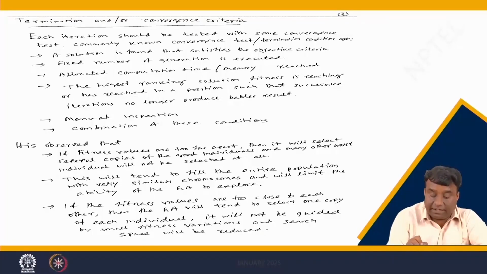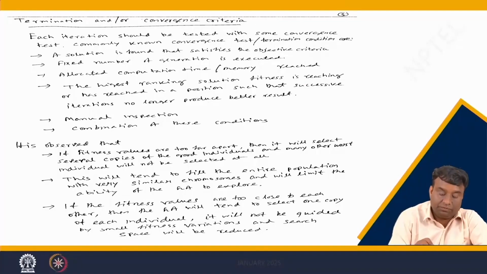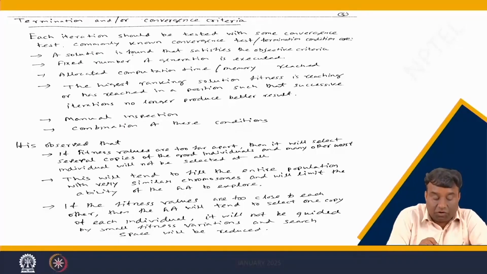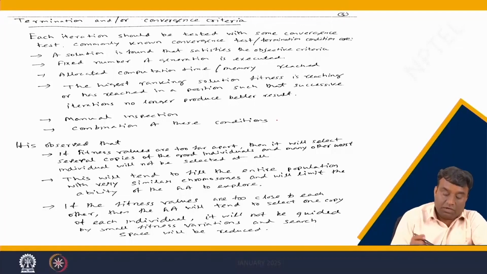The highest ranking solution fitness has reached a position such that successive iterations no longer produce better results, then we can stop it. The next one is manual inspection, and the last one is a combination of these conditions. That is, if you got the solution, or a fixed number of generations executed, or allocated computation time or memory reached, or no better result we are getting, or manual inspection. So all these combinations we can do.